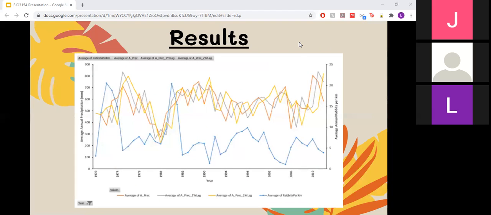So this graph shows the annual precipitation, annual precipitation with a 1-year lag and annual precipitation with a 2-year lag, with the average rabbit abundance per year. And overall, there does seem to be a negative relationship with rabbit abundance and precipitation, where large amounts of precipitation tend to result in lower abundances of rabbits. And this is especially noted between 1974 and 1980, 1986 to 1994, and 2002 to 2006.